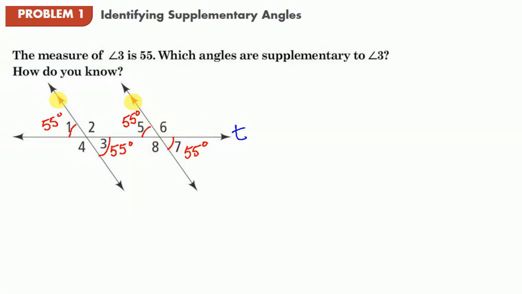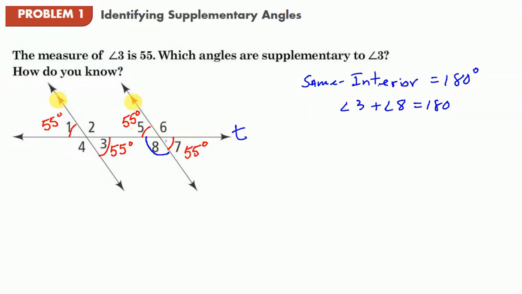Now, let's find all the ones that are supplementary to angle 3. So let's start with angles 3 and 8. 3 and 8, okay? 3 and 8 add up to 180. Okay, because they're same side interior. Same side interiors, if you forgot, and this is the one that students mostly forget, are going to equal 180 degrees. So angles 3 and 8 have to equal 180.